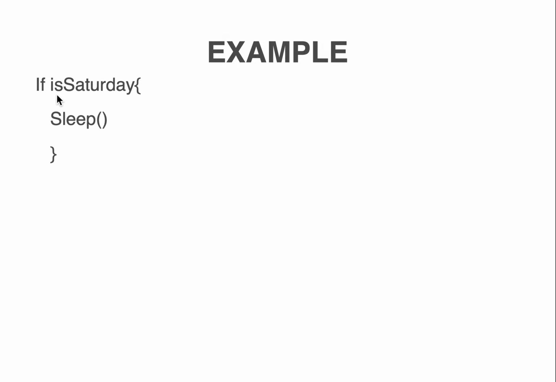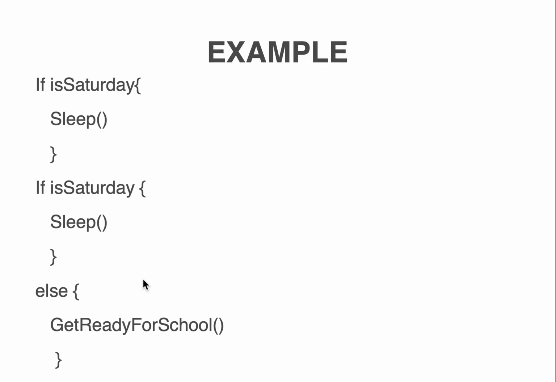If today is Saturday, the answer is yes. So this is the conditional code. We have to put a curly bracket at the beginning and at the end, and inside it I write the command that I want to do. If it is Saturday, sleep, right? Similarly, if it is not Saturday, I have to use the else command after this if condition. So else, get ready for school.